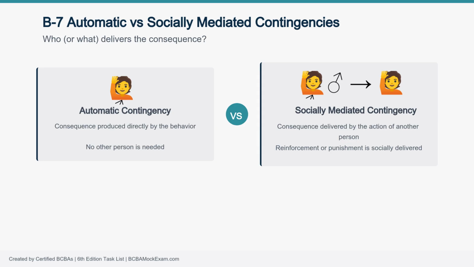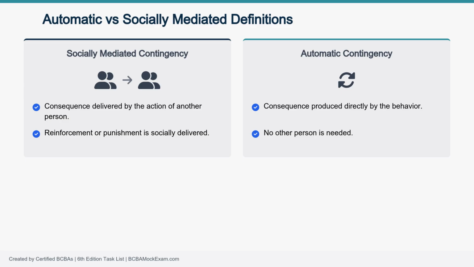If no, then it's socially mediated. Here the slide tightens the definitions so you can answer classification questions quickly. A socially mediated contingency is any situation in which reinforcement or punishment is delivered by another person's action. The teacher praises, the supervisor gives feedback, the caregiver removes or restores access.